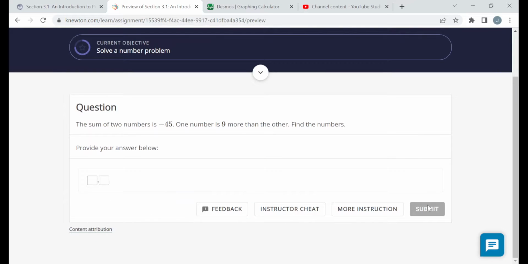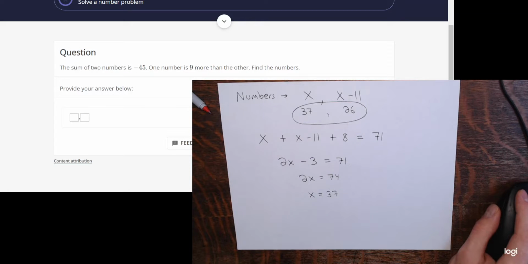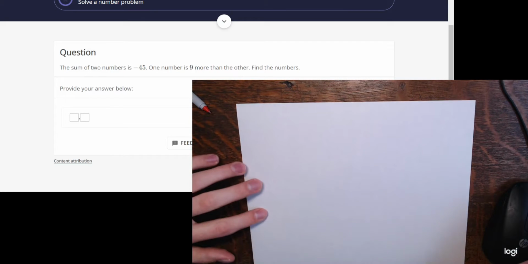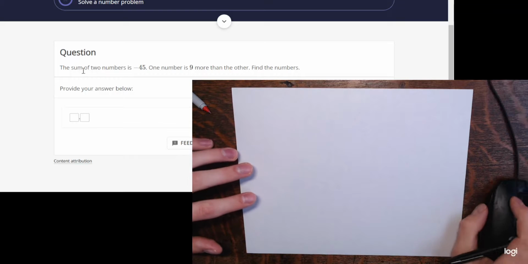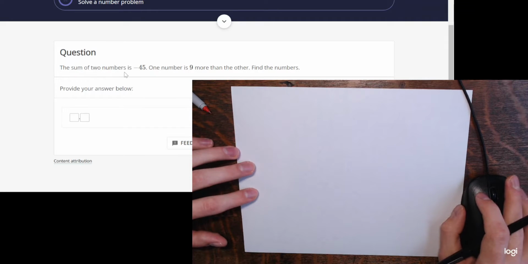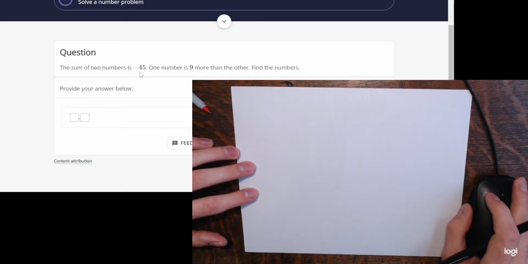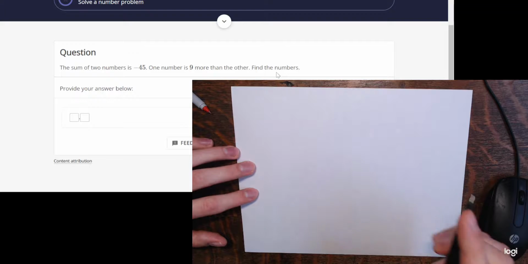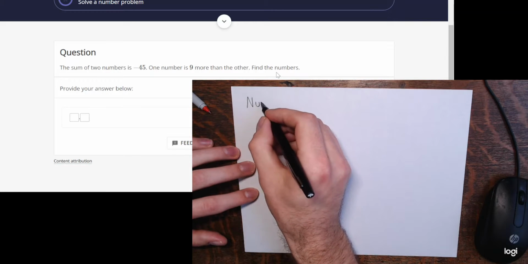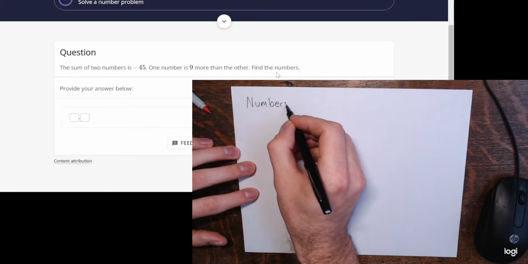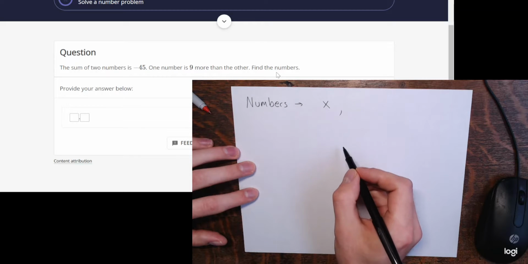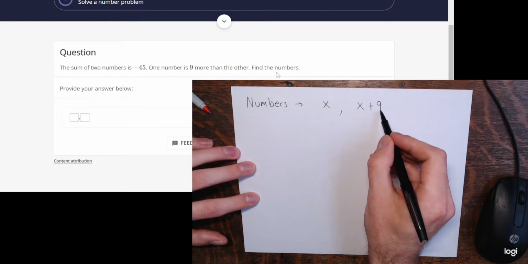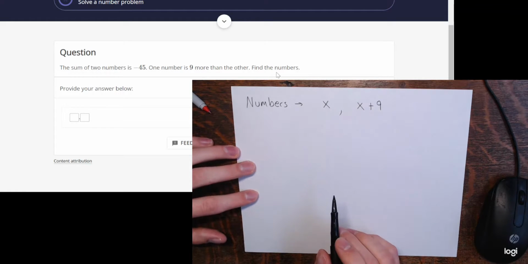So another number problem. Again, you can read the question above my paper, hopefully. It says the sum of two numbers is negative 45. One number is 9 more than the other. Find the numbers. Right? So again, these numbers are unknown, and if I call one of them x, the other one's got to be x plus 9. Right, because it did say one number was 9 more than the other one.